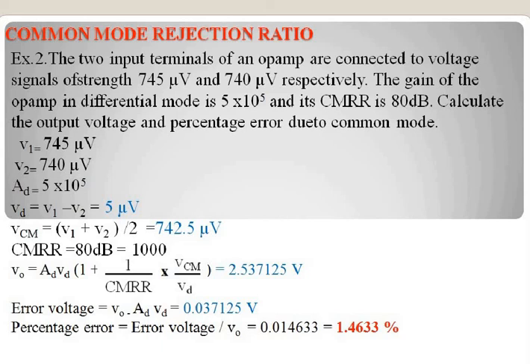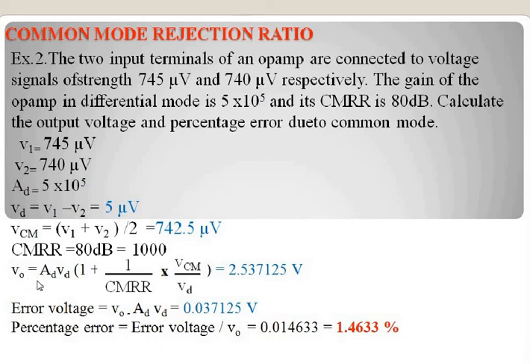Then CMRR is given, 80 decibel. AD is also given. So from that we can find the output voltage as AD VD into 1 plus 1 by CMRR into VCM by VD. All the parameters are already given or calculated. So on direct substitution you will get the value of V0 as 2.537125. So you got V0.